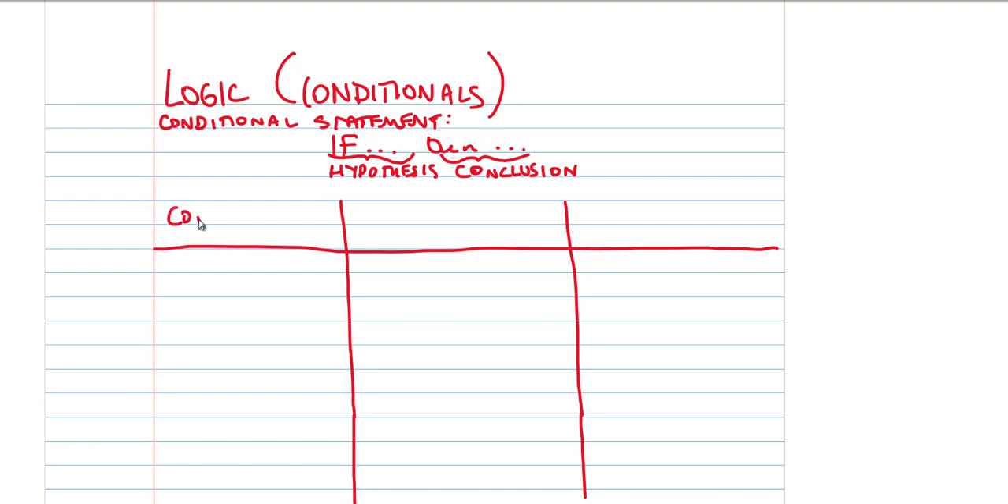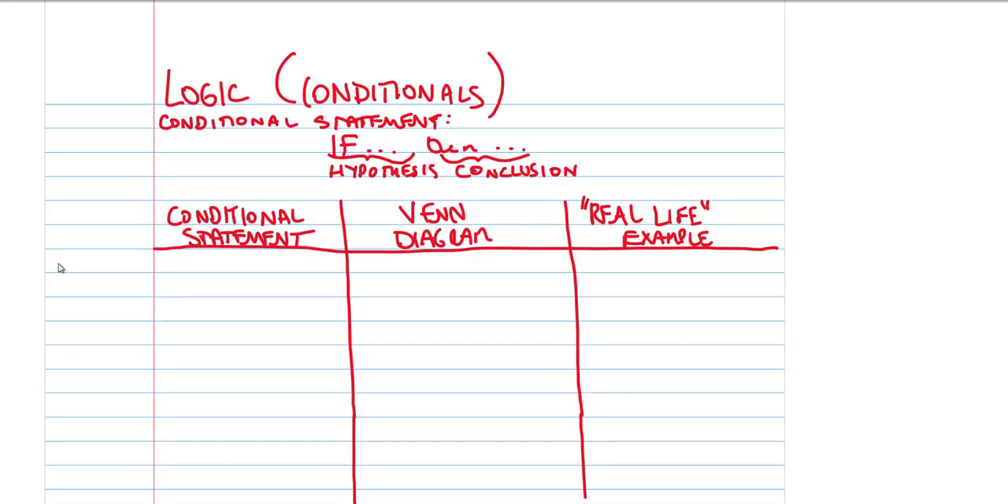In this first column, we're going to label it conditional statement. Second column, we are going to label Venn diagram. Hopefully you are familiar with Venn diagrams. And over here on the right, we are going to write down real life example. I'm going to start with, of course, the original statement over here in the margin.